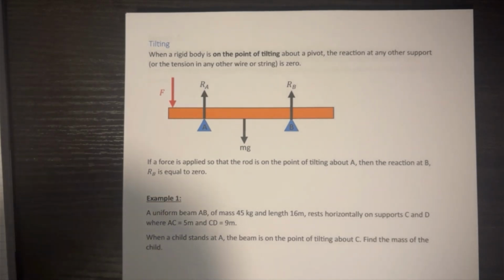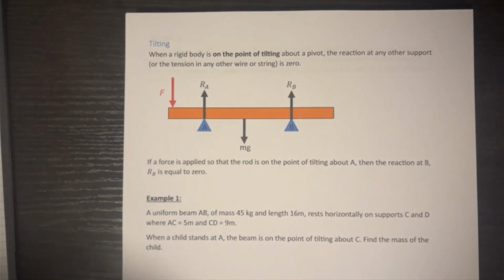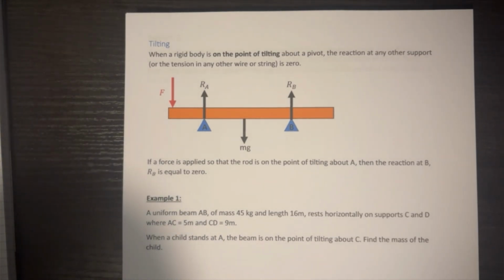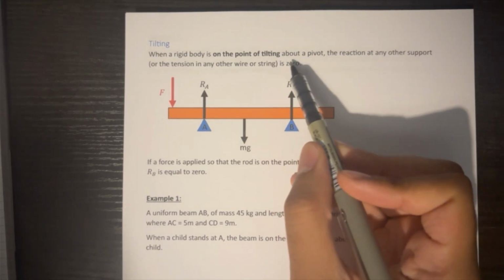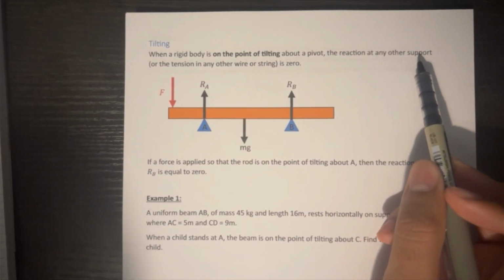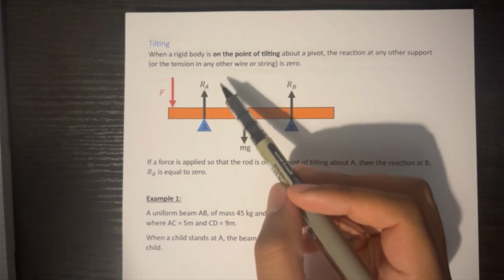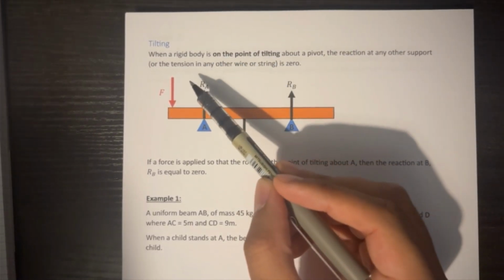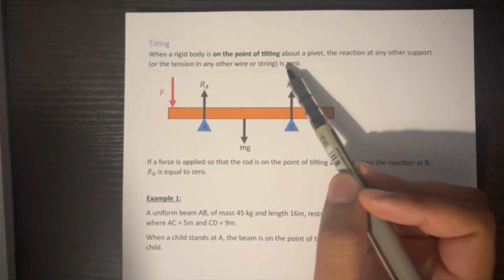So we're going to move on to our final video on moments, and that is looking at the idea of tilting. So when a rigid body is on the point of tilting, and we'll see a question say that it is on the point of tilting about a given pivot, the reaction at any other support or the tension in any wire or string, that will depend on the context of the question, is 0.